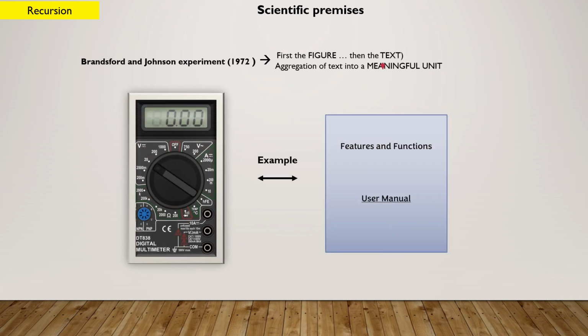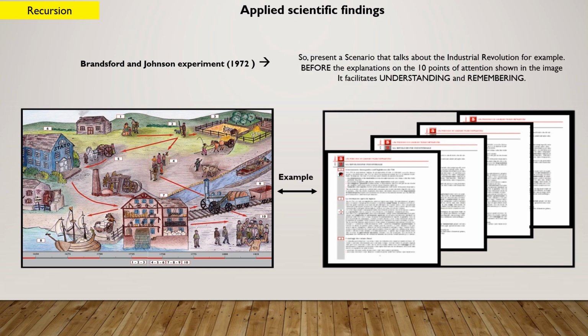In a 1972 experiment, two researchers, Bransford and Johnson, established that a picture shown before a text that talks about its contents has the ability to aggregate the parts of the text into a meaningful unit and influence its memory. In the example below, a scenario related to the Industrial Revolution is shown just before the text that goes into more detail about its contents. We know from the Bransford and Johnson experiment that this configuration facilitates the understanding of the contents and their long-term retention because it constitutes the logical anchoring pivot.